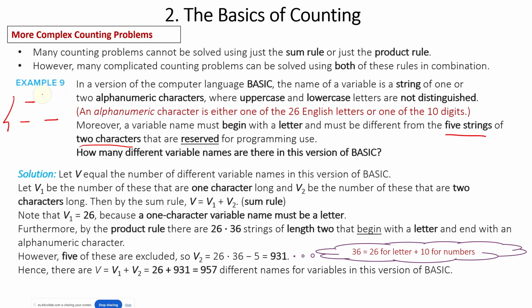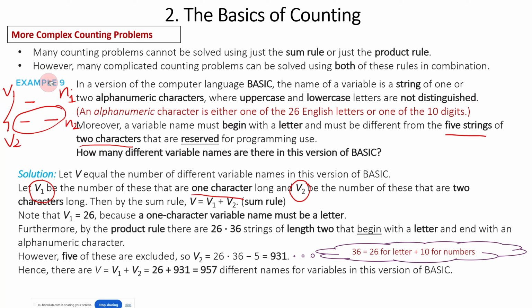So now I have 2 scenarios. I can have this case and this case. All I have to do is count how many are in each case. This is N1 and this is N2, and then N1 plus N2 is going to give me the total number of possible names. So let's calculate N1. To calculate it, this is what they do. V is the number of different variables. V1 is the one that has only one character, and V2 is the one with two characters. So this is our V1 and this is our V2.